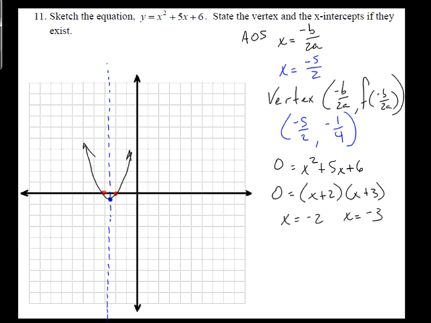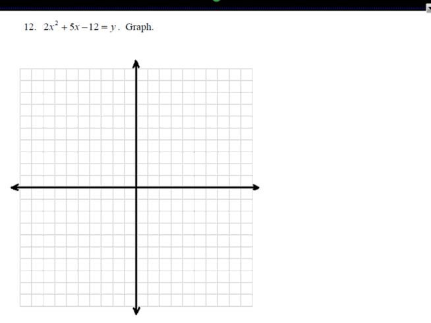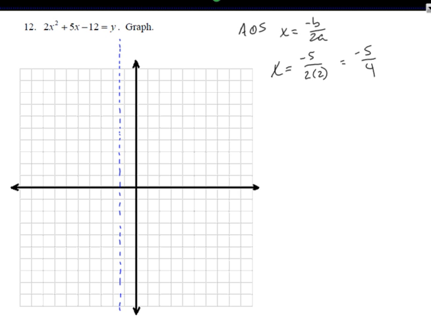Moving on to number 12. Number 12, again, the same thing. First, find my axis of symmetry, which is x equals the opposite of b over 2a. So x is equal to negative 5 over 2 times 2, which is negative 5 over 4, 1 and 1/4. So I'm going to go to the left again, since it's negative, 1 and then 1/4. And there is my axis of symmetry.